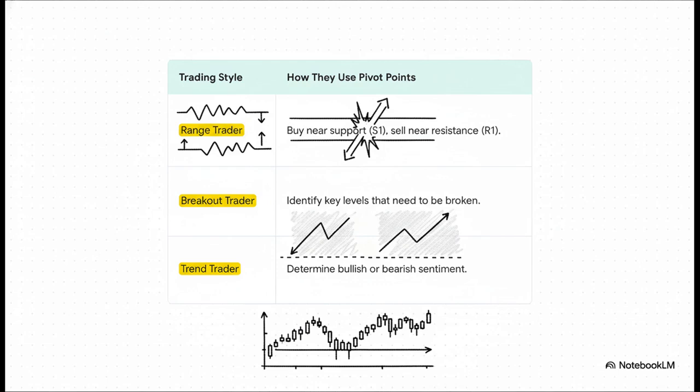So look at the range trader. They're looking to buy near that support level S1 and sell up near resistance at R1. Pretty simple. But now the breakout trader? They're looking at those exact same levels, but they're waiting for a powerful move to smash right through them. And then you have the trend trader. They're using that main pivot point, the PP, as a kind of sentiment gauge. If the price stays above it, things are looking bullish. If it drops below, the sentiment's probably bearish. Three traders, one tool, three different strategies.